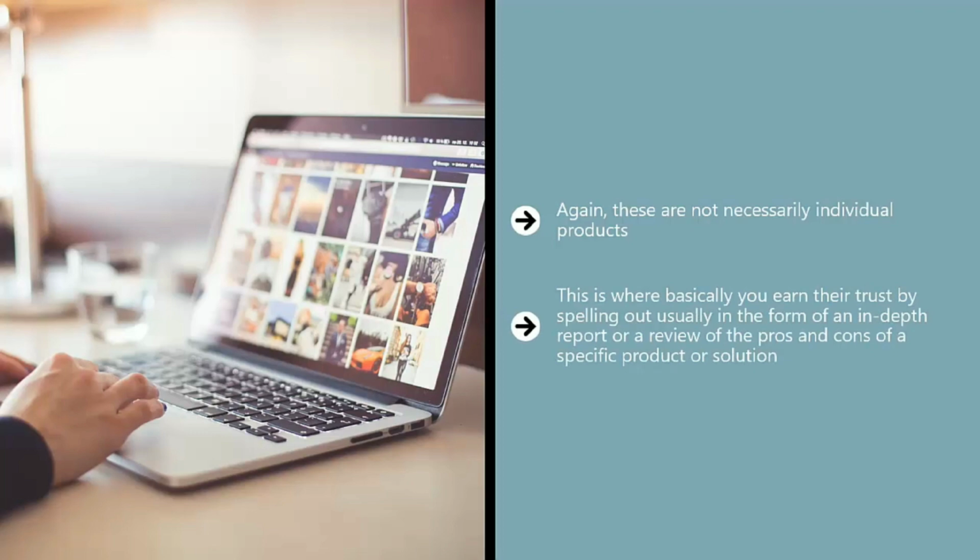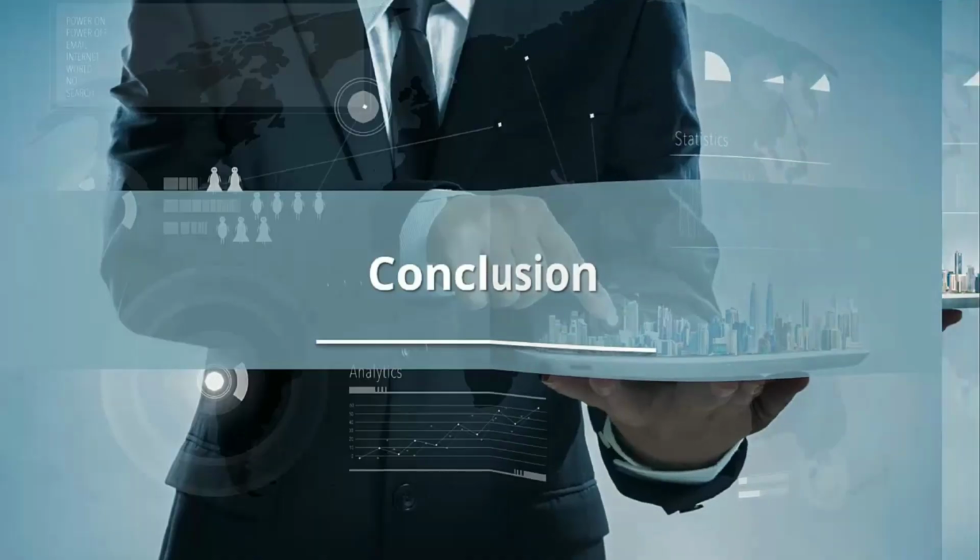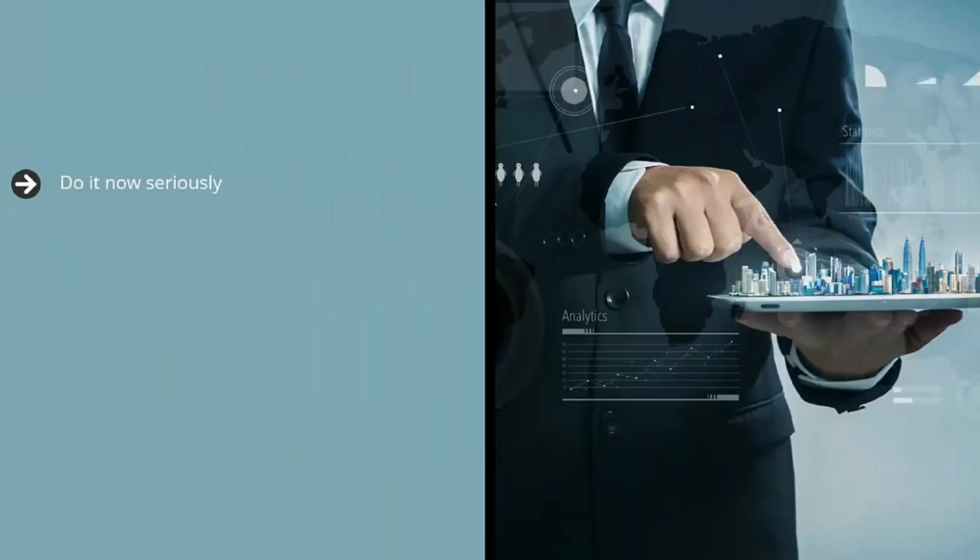This is where you earn their trust by spelling out, usually in the form of an in-depth report or a review, the pros and cons of a specific product or solution. From here, you can then convert them. You can link them to a conversion funnel, or you can get them to sign up to a mailing list. Conclusion. Do it now, seriously.